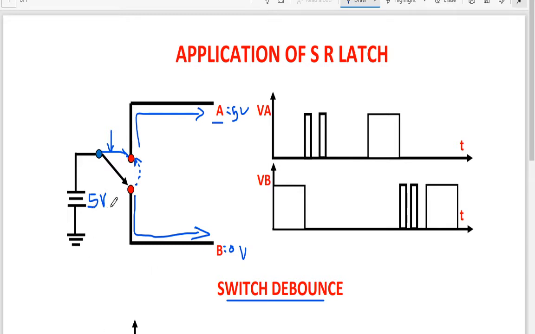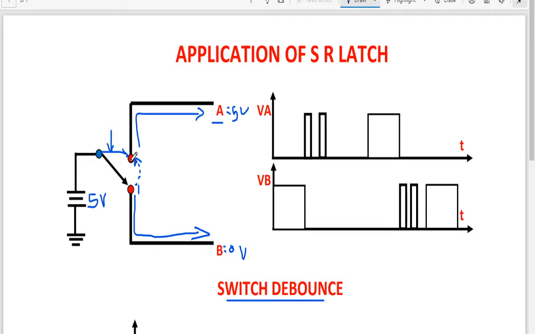Now basically students, when I move this contact point, the arrow, from the lower portion of the switch, that is from point B to point A, what happens is that whenever I am moving this arrow from the lower portion to the upper portion, as I have shown in a dotted arrow, what will happen?